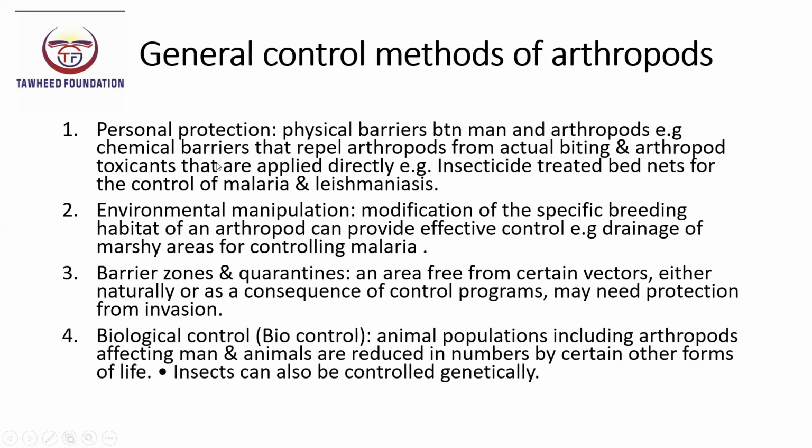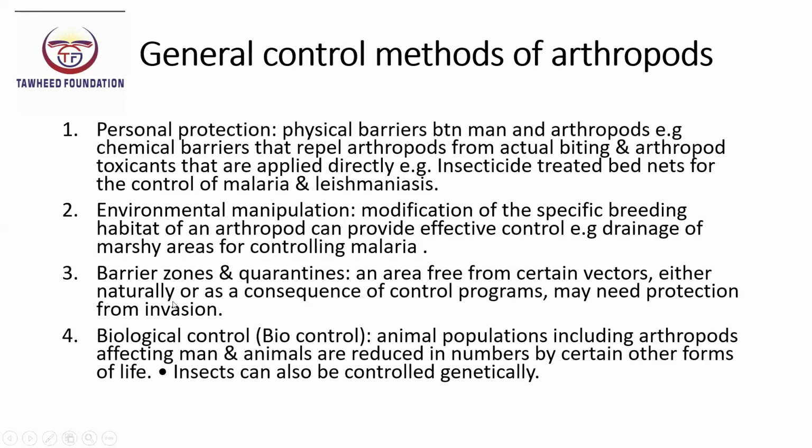personal protection: physical barriers between men and arthropods. Example is chemical barriers that repel arthropods from actual biting, and arthropod toxicants that are applied directly. Example is insecticide treated bed nets for the control of malaria and leishmaniasis. Second is environmental manipulation. Breeding site modification like draining marshes to prevent mosquito breeding. Example is drainage of marshy areas for controlling malaria.